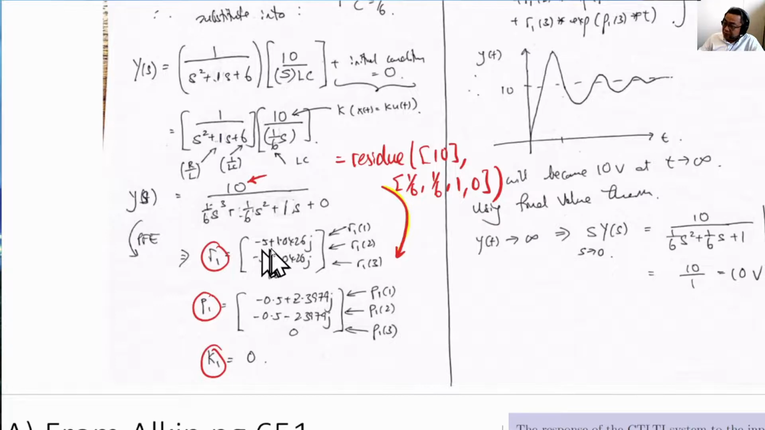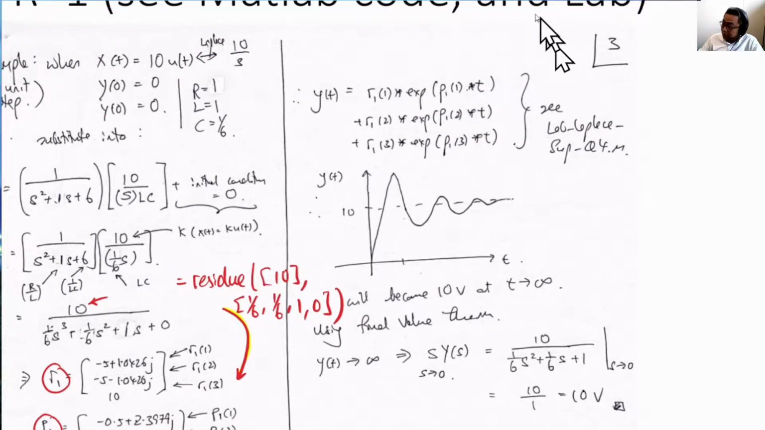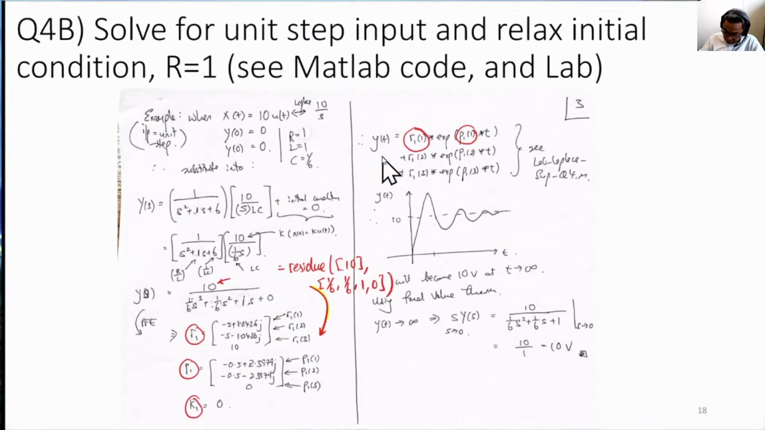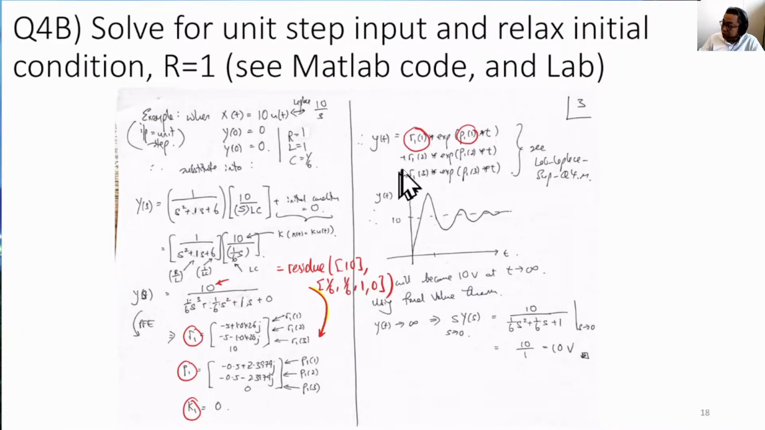Each of these elements of R and P are put into here in time domain, which is simply the value of R multiplied by an exponential with the p becoming the coefficient associated with the power of the exponential multiplied by time. So since we have 3 R, R1, R2 and R3, we have 3 of these with the corresponding P1, P2, P3. And this is the final answer for the plotting.